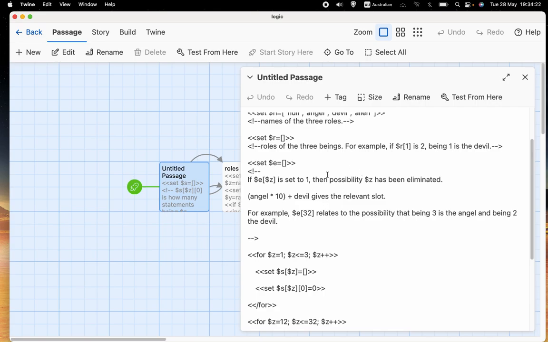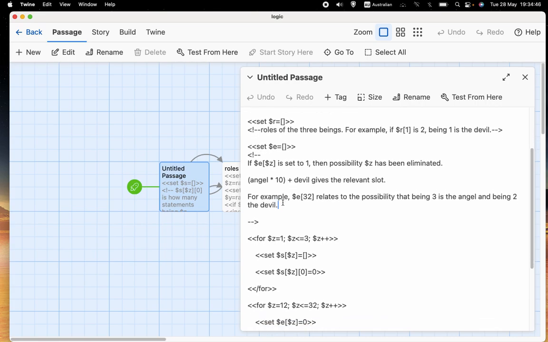If E[32] is 0, then it's still possible for being 3 to be the angel and being 2 the devil. So bear in mind that E stands for elimination and 1 means impossible, whereas you might think 1 means possible, like 1 is true and 0 is false. But because we start with everything being possible, it's easier to start with everything at 0 and then add 1s as we go. We've set 1 to elimination, so that's sort of counterintuitive.